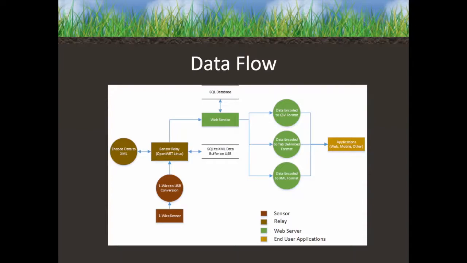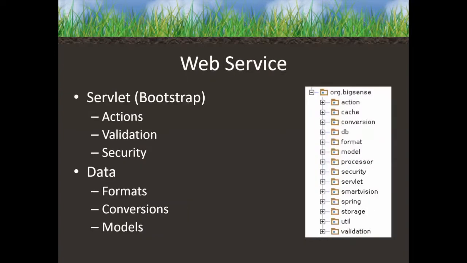So data flow, we've talked about a little bit. They're one-wire sensors. They go into this conversion. The OpenWRT-based relay would just have a Python application on it that would encode that in XML, store it in a buffer, and then from that buffer ship it off to our web service, and then from that web service it could go out to applications. So for the point of this lecture, we're not going to talk about the Python client, we're just going to talk about the Java piece, which is all the stuff in green in this data flow diagram.